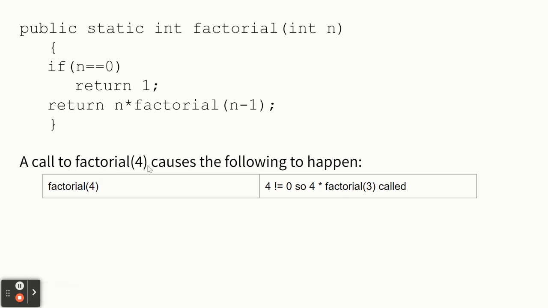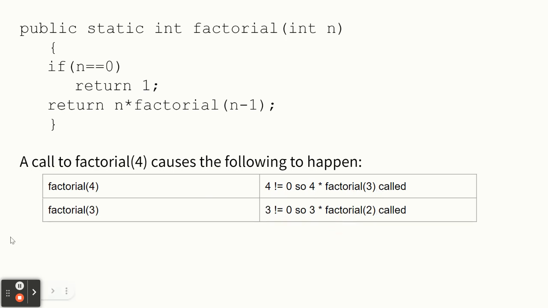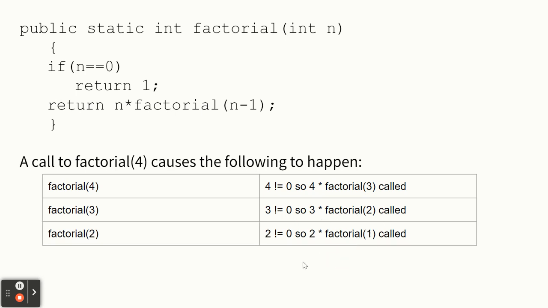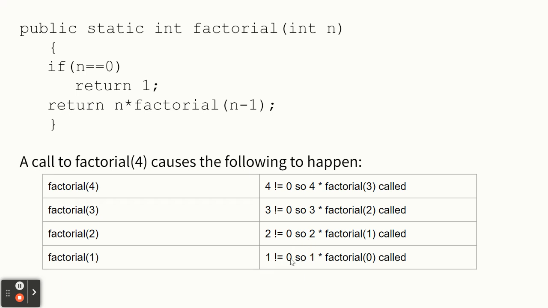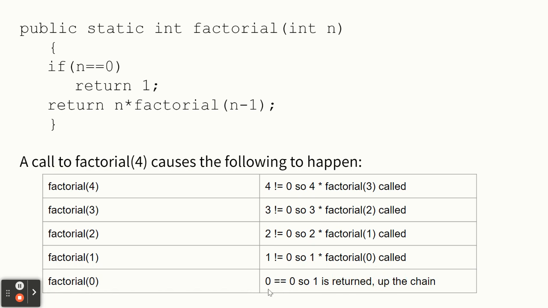Calling factorial 4 causes the following to happen. So factorial 4. 4 is not equal to 0, so it calls 4 times factorial 3. 3 is not equal to 0, so it calls 3 times factorial 2. And so on. 2 is not equal to 0. 1 is not equal to 0, so it calls 1 times factorial 0. And then finally, it calls factorial 0. And 0 is 0, so it returns 1. So basically, factorial 0 becomes 1.